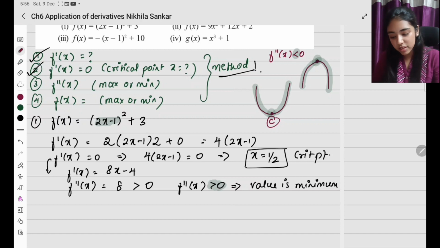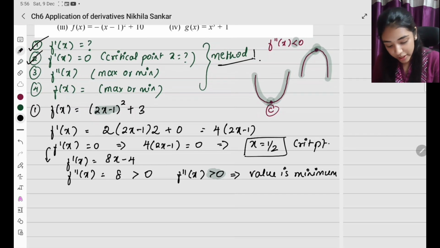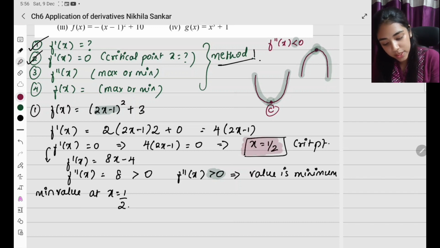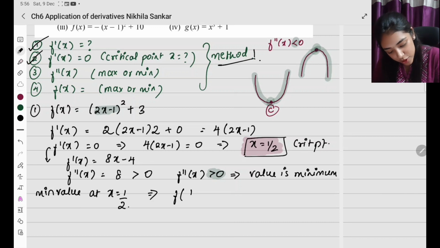Okay, so here we have found that the value is minimum, but I need to find out what the minimum value is. So the minimum value at x equals half. We have found out the critical point, correct? So in the critical point enna, x equals half. So in the point la, what is my minimum value? So I need to substitute in f of x.